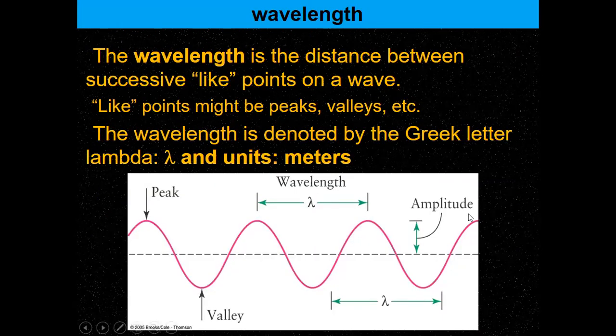Then the amplitude. Amplitude is how high the wave is from the center, right? If you draw a center line between the peak and the valley, like the dash line over here, the height from that dash line to the peak is the amplitude. Also, you can measure the height from the center to the valley. That's the amplitude as well.